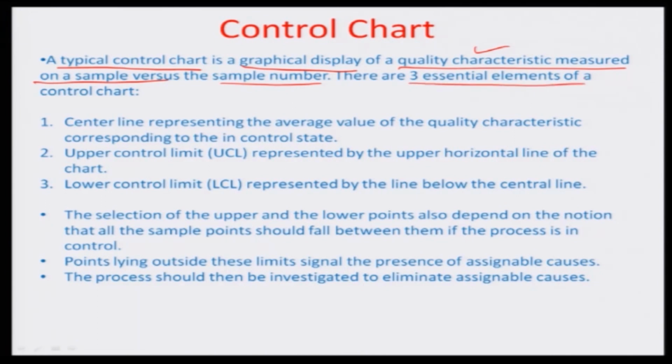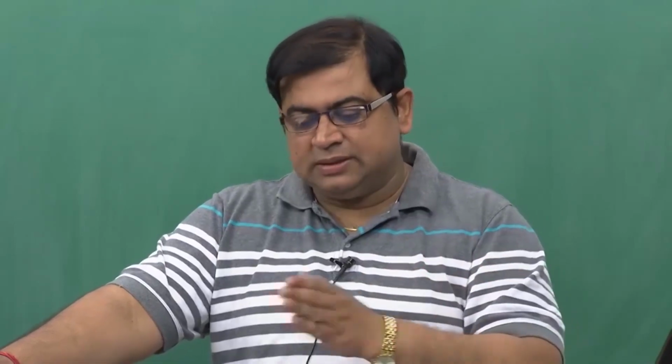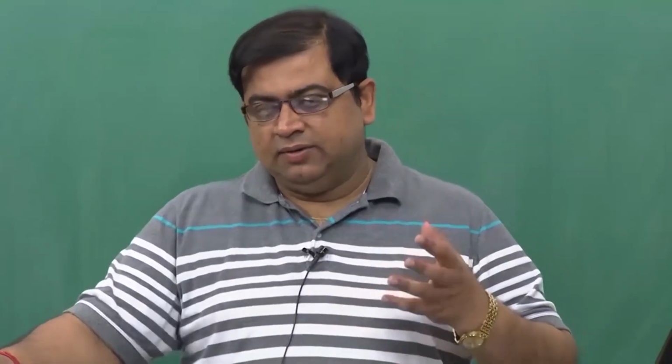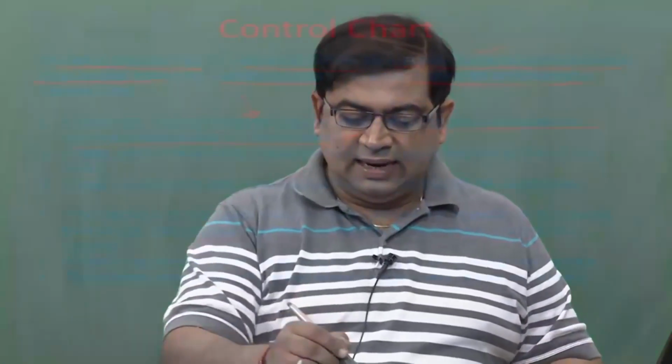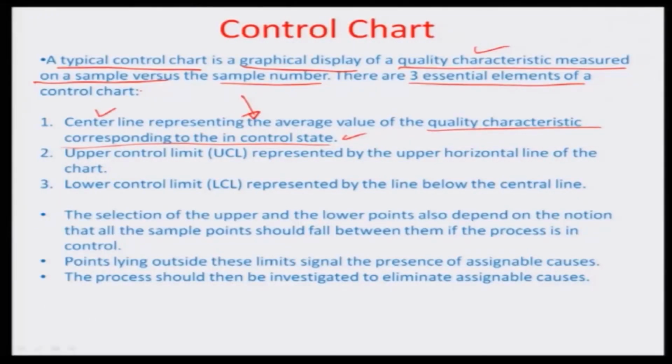What you have to plot on the control chart are essentially three different elements. One of them is a center line, which represents the average value of the quality characteristic corresponding to the in control state out of all your observations. Let us say you are observing 100 samples out of 1000 which are being produced, so about 10% is inspected, and in these 100 samples you have an average value recorded. When you are talking about the diameter of a shaft, it may be the diameter measured in those 100 samples, which gives a certain mean value recorded as the center line.